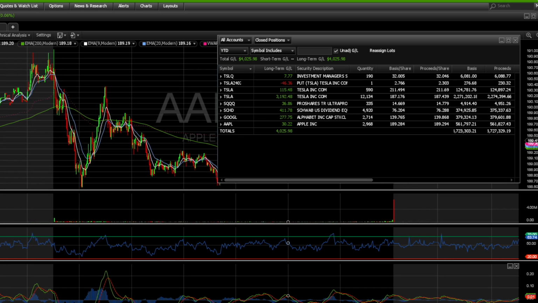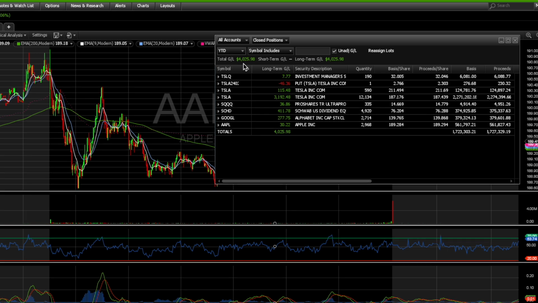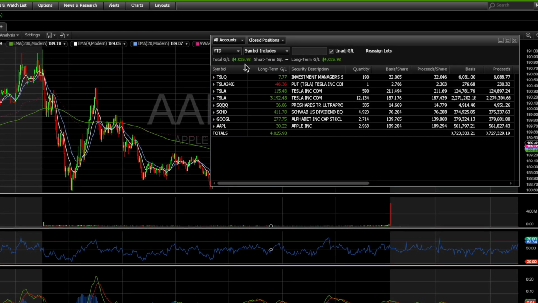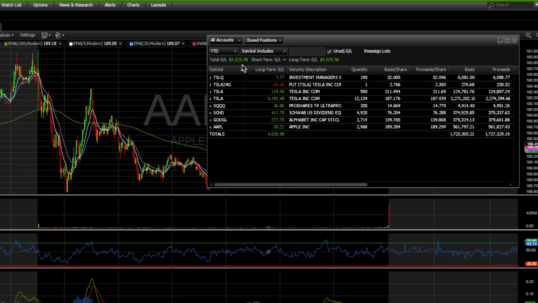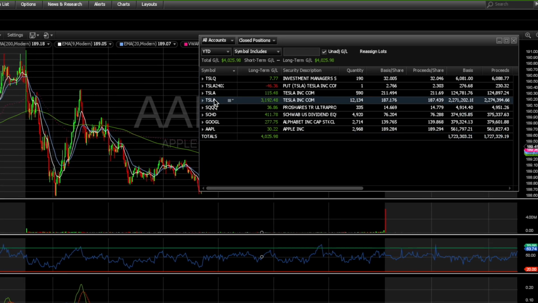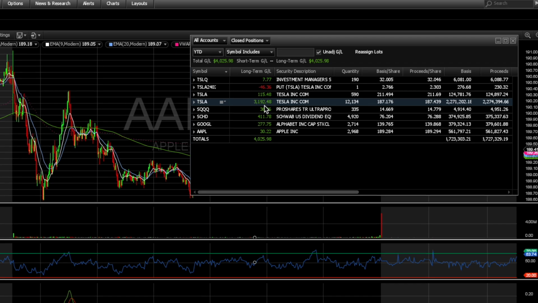So today I just want to break down the gains. As you can see, year to date, we are up $4,000. And this is my trading history over the last month and a couple of days. So as you can see, total 4,025. Tesla, we are so far up 3,100 on it, almost $3,200.